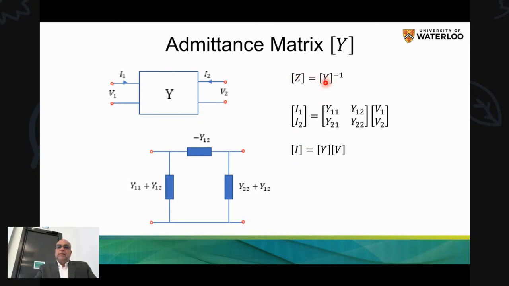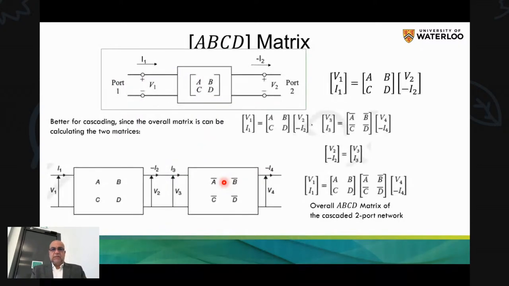For the Y matrix, it's related to the inverse of the Z matrix, given by the currents on the left and the voltages on the right. And again, you can define it with a pi network. Make sure that this is minus Y12. Many people use Y12, but it's actually minus Y12. And you can get the Y matrix of the network. And again, as you can see, it's related to the Z matrix.